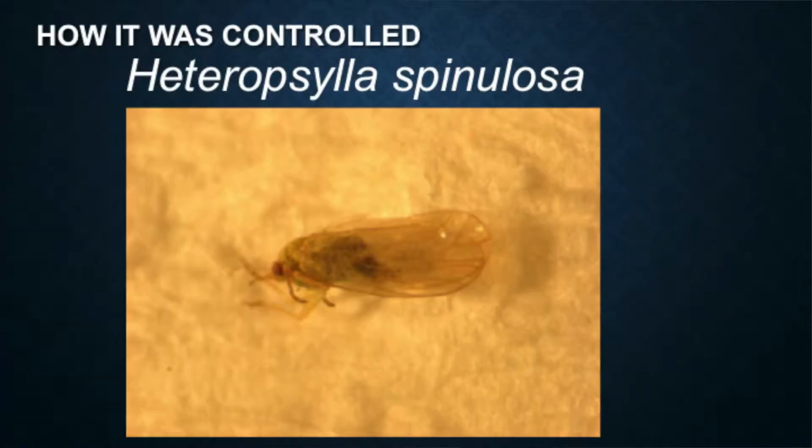This is a non-indigenous biological control called the Heteropsylla spinulosa. All of these biological controls, they eat off the plant of the host, they eat the leaves and the stems, so that's how it dies. And these biological controls are still used today.